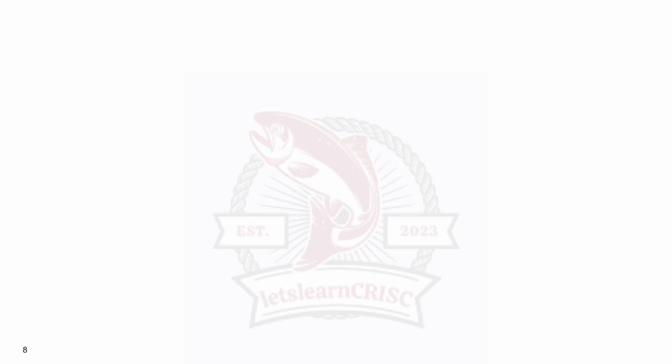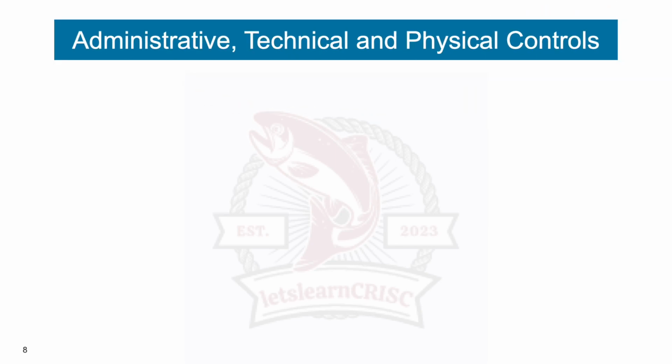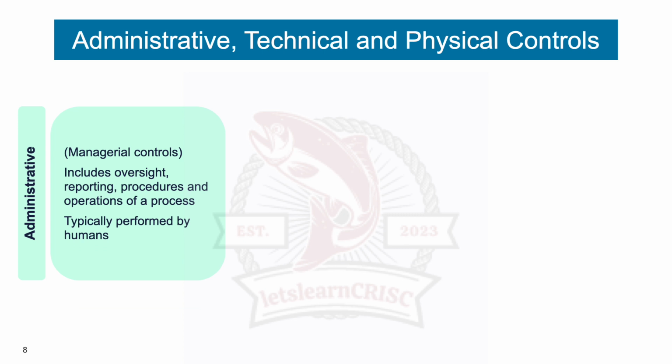Friends, moving further ahead, let's discuss the administrative, technical, and physical controls. Coming to the first, that is the administrative control. Friends, administrative control, also known as the managerial control, includes oversight, reporting, procedures, and the operation of processes, typically performed by humans. Friends, administrative controls are managerial in nature and involve oversight, reporting, and the day-to-day operation of a process.